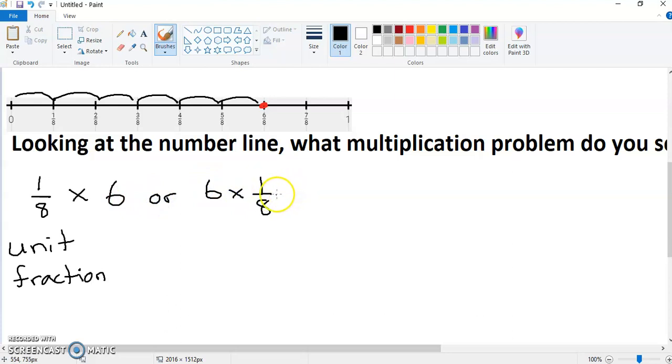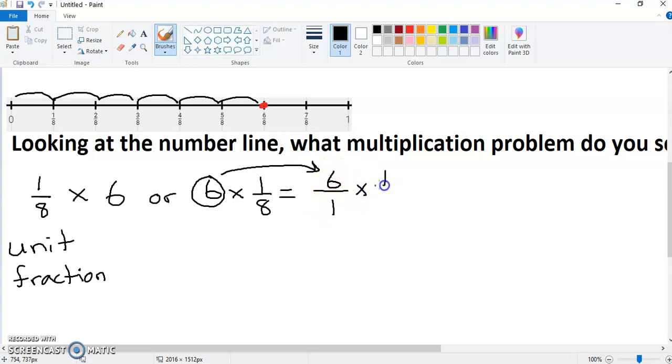And then from there, if you wanted to solve it, you could rewrite it. Remember, you can rewrite any whole number as a fraction. Because any whole number divided by 1 is still that whole number. I guess it would work for 0 also. 0 divided by 1 would still be 0. But 6 divided by 1 is still 6.